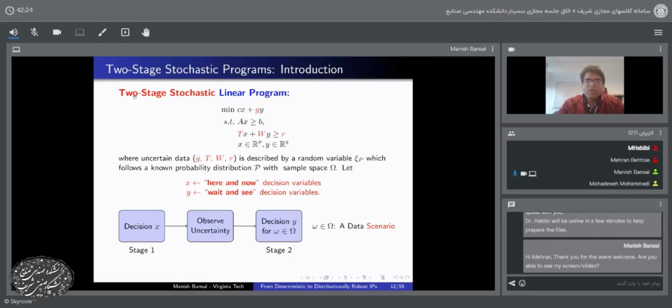Now, what does it mean by two-stage? Here we are having two stages of decision making, like we saw in the previous example.